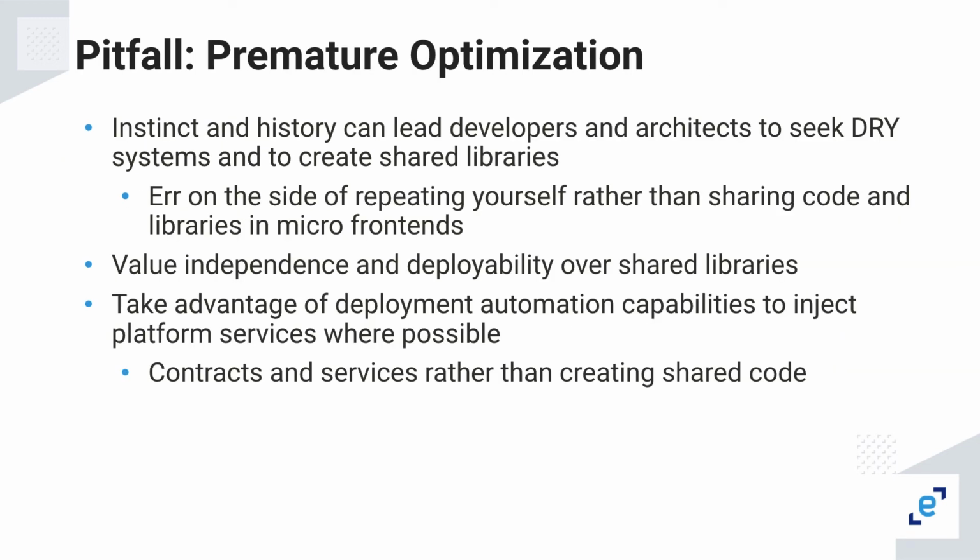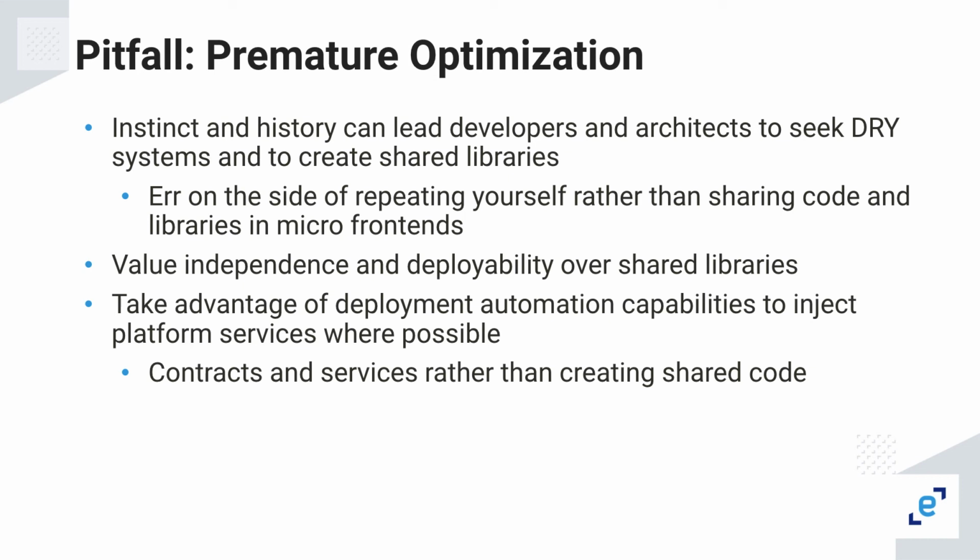From a pitfall perspective, one of the things to keep in mind is that premature optimization in this type of environment can really hurt you. The general instinct from developers and development leads in particular is to find common things and then share them: create shared libraries, shared utilities, utility projects, common places to put code. That can be a downfall in this type of architecture. I think it's true of both micro frontends and microservices. So when you have to make a decision, err on the side of repeating yourself rather than sharing code and libraries in your micro frontends.